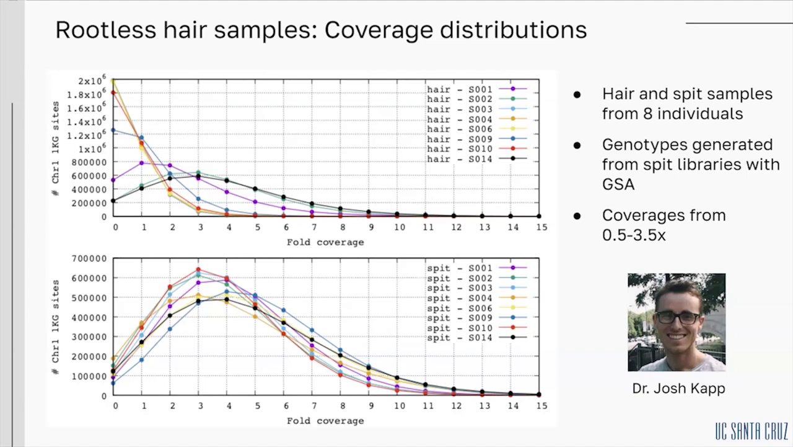The plot on top shows the coverage distribution of the 8 hairs on chromosome 1, and the bottom plot shows the coverage distribution for the corresponding saliva samples. The distributions for the hairs vary quite a bit, but in general, they are all lower than the saliva samples, with 3 hairs having less than 1x mean coverage. We also generated genotype array data from the saliva libraries, which would then be used to compare against the sequence data from the hairs.